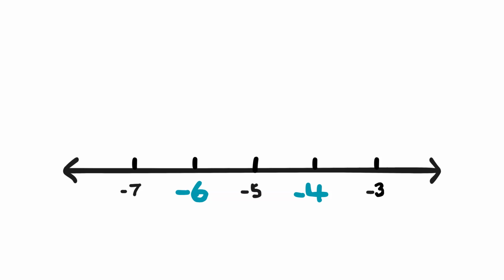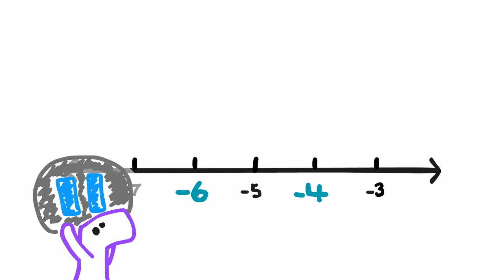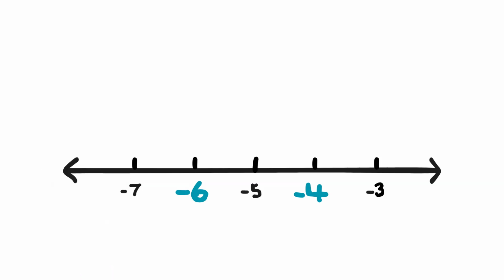Great job. Now let's consider 2 negative numbers, -6 and -4. Can you find out how far apart they are? Take a moment to try. This might seem tricky since the numbers are negative, but we can use the same methods as before. We can count the intervals on the number line, and moving from -6 to -4, we count 2 intervals.